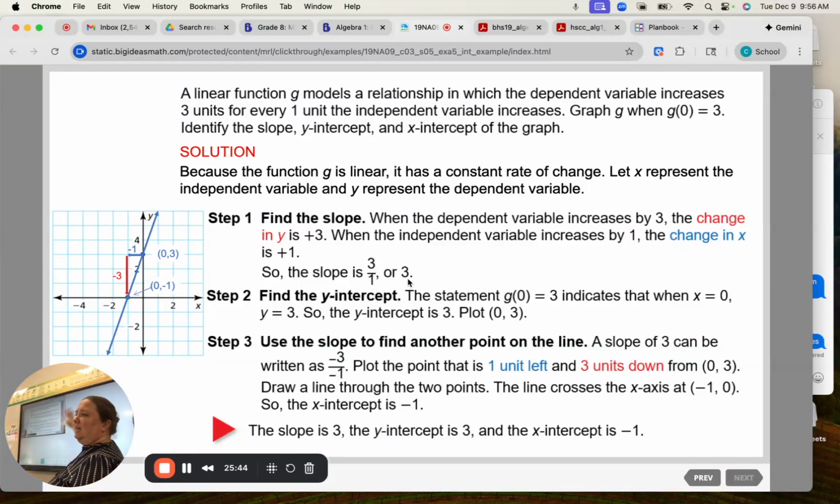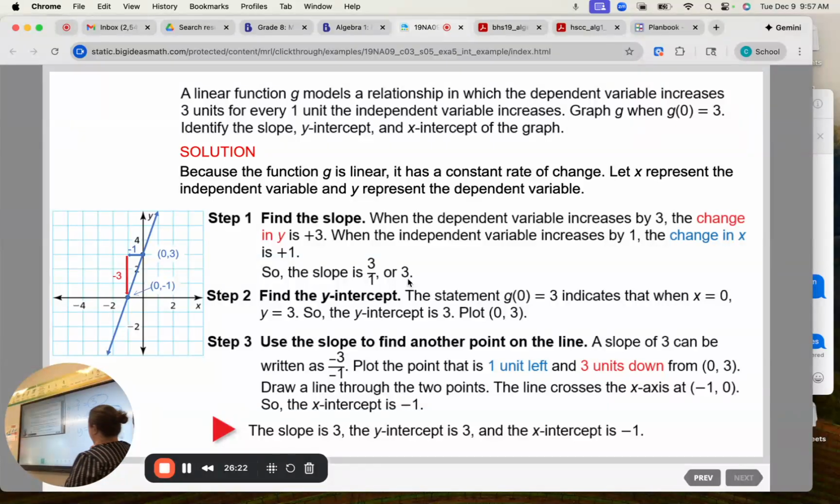Okay, let's go through it real quick, algebra. Don't ignore all the words here. It told you that it increases 3 over 1, right? So we determined that was my slope. 3 over 1 can be simplified to just 3. Then it told you that when g of x has the 0 in there, it equals 3, right? So we know when x is 0, y equals a number. This is now my y-intercept.